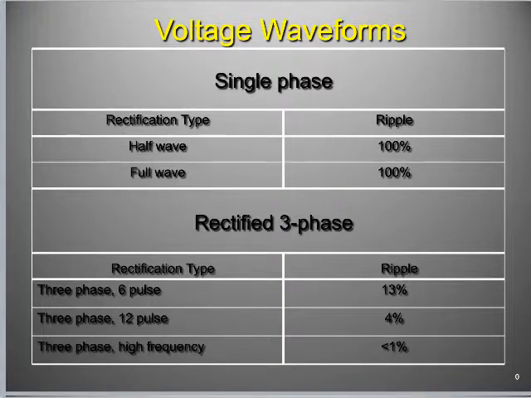So each second now, 360 pulses are being produced. Where did I get 360? I took 120 and I multiplied it times 3 for 3 phases, right? I can throw even more pulses in there, right?